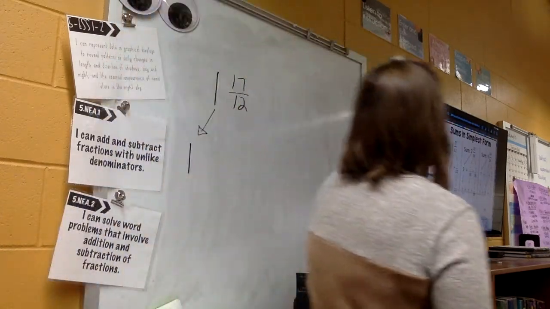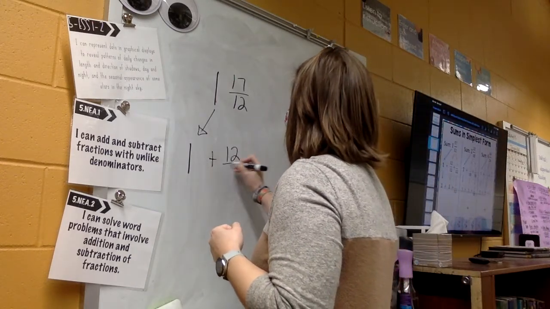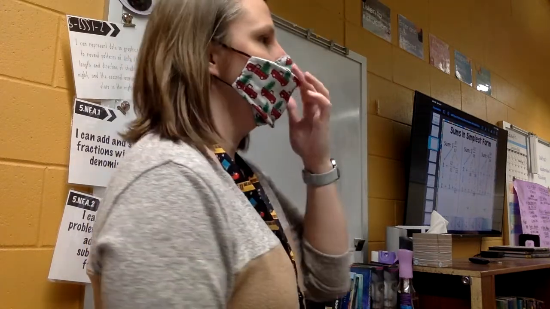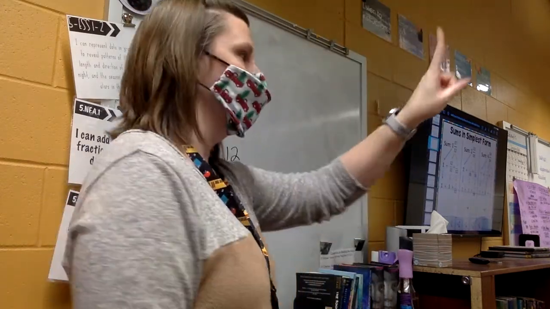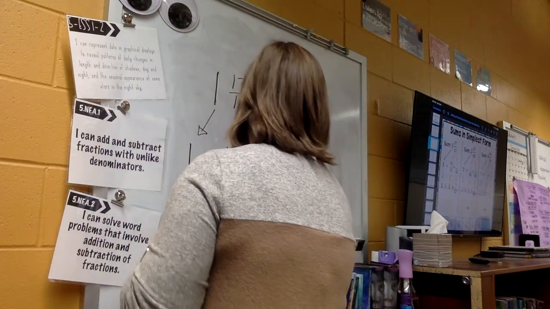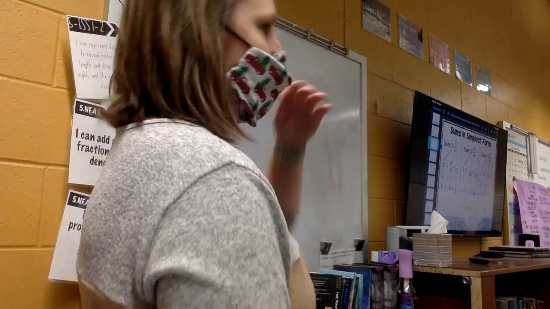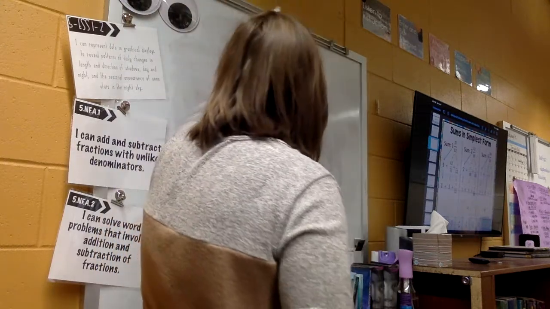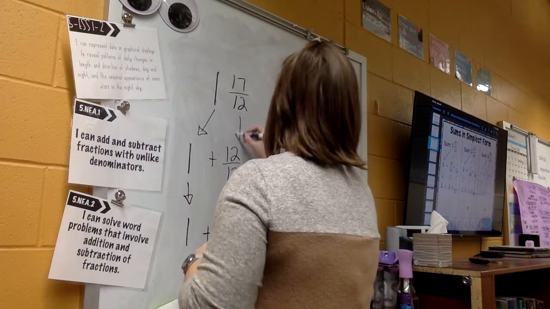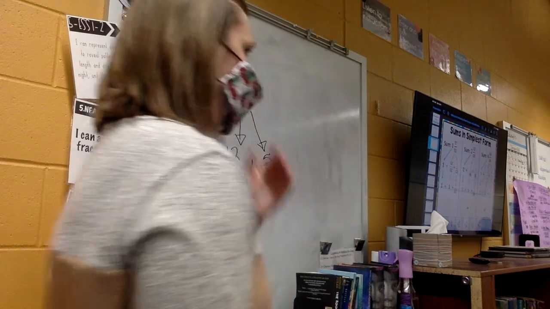So I know that I can pull 12/12 out. Remember, when you have the same number on the top and the bottom, that's 1 whole. So I have 12/12. This is the same thing, it's 1 whole. I'm going to go down again as 1 whole. But I still have the rest of my fraction left. So if I do 17 minus 12, what do I have left? 5. So I have 5/12 left here.